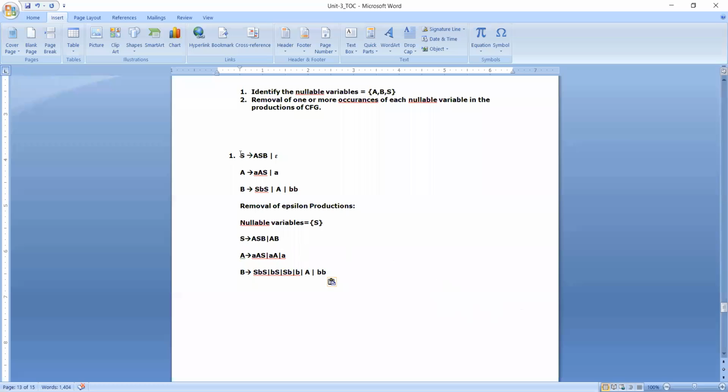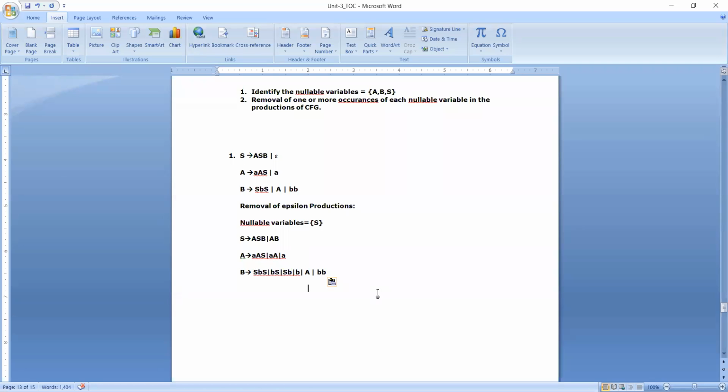Now please observe, this is your input grammar which consists of the epsilon production. You can see here we have an epsilon production. But if you observe thoroughly, this is my output production which I got after removing the nullable variables present in the grammar. Now please check these three productions. Do you find any epsilon production in this grammar? Please check. Here we don't have any epsilon production. With A also we don't have any epsilon production. With B also we don't have any epsilon production.